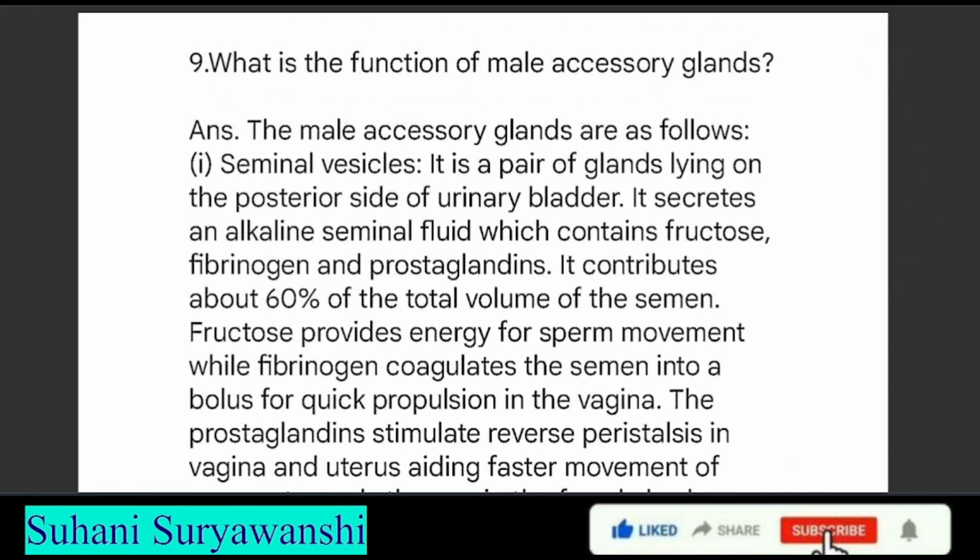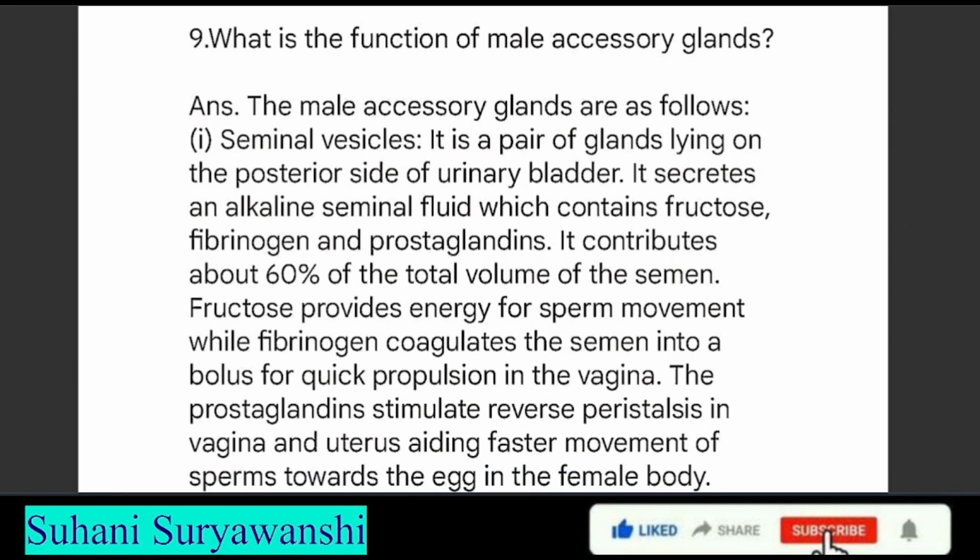What is the function of male accessory glands? The male accessory glands are as follows. First one is the seminal vesicle. It is a pair of glands lying on the posterior side of the urinary bladder. It secretes an alkaline saline fluid which contains fructose, fibrinogen, and prostaglandins. It contributes about 60% of the total volume of the semen.